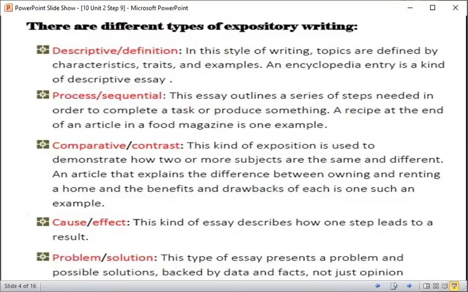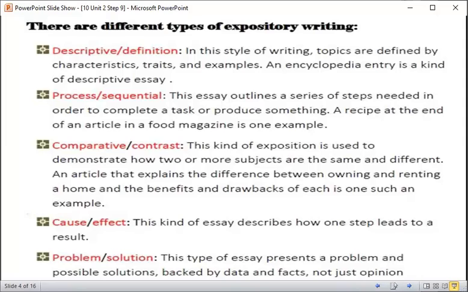Again, one more time, it's descriptive or giving a definition. So if you are giving a definition like the dictionary, if you are giving a descriptive essay, this is called the descriptive type of expository writing.